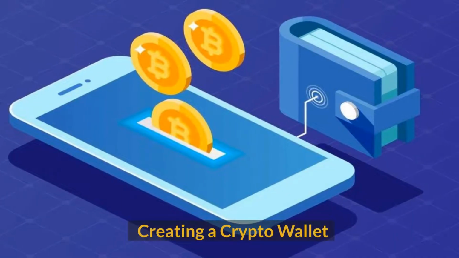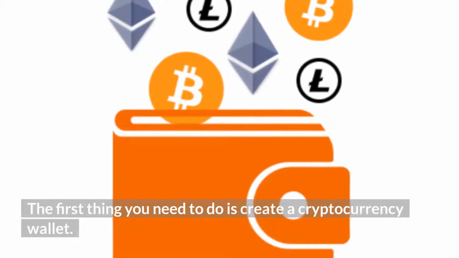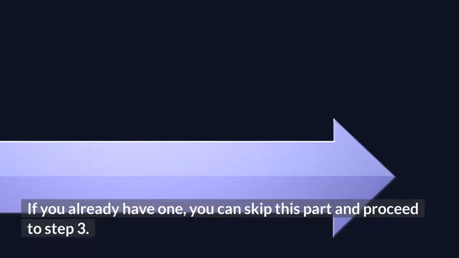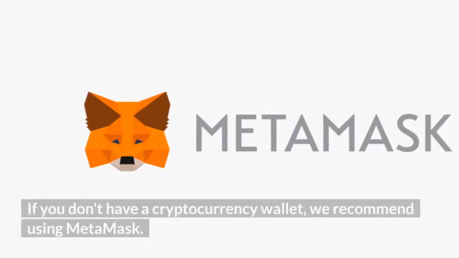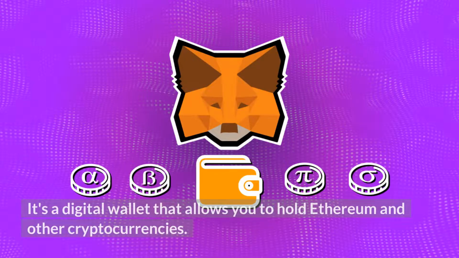Creating a crypto wallet. The first thing you need to do is create a cryptocurrency wallet. If you already have one, you can skip this part and proceed to step 3. If you don't have a cryptocurrency wallet, we recommend using MetaMask. It's a digital wallet that allows you to hold Ethereum and other cryptocurrencies.